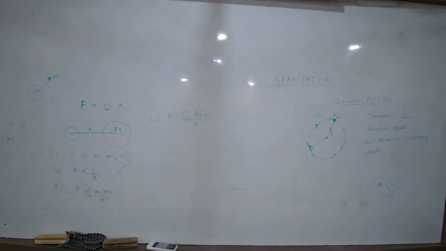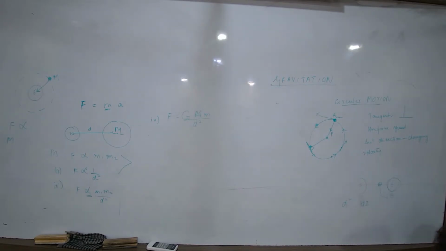Directly proportional to the product, that means m times n. M multiplied by n. That is, force is directly proportional to capital M into small m. And the force between two objects is inversely proportional to the square of the distance between them. Underline this word, inversely proportional. Inversely means your d square will come in the denominator.